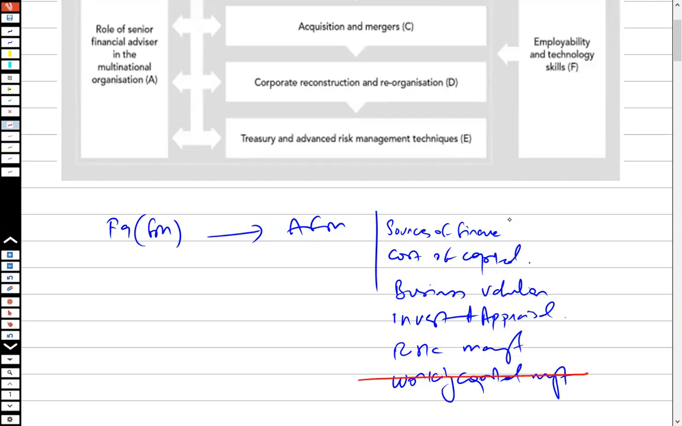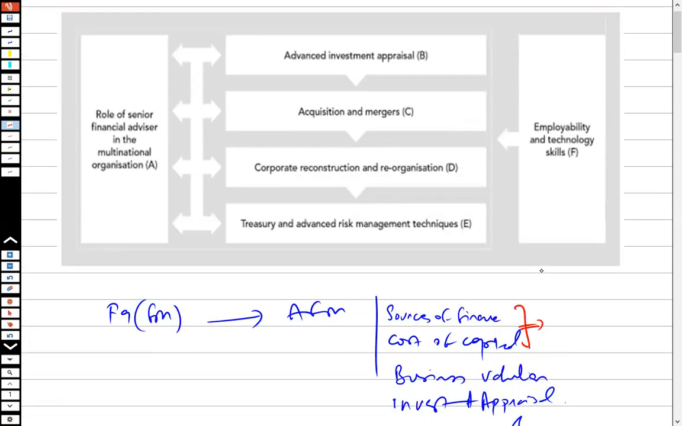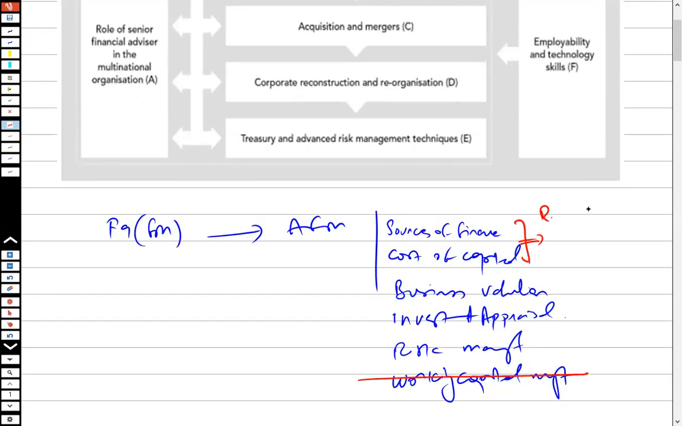You have sources of finance and the cost of capital. They are being covered. They are covering the area of restructuring and reorganization. Then you've got business valuation, which is covering the area of mergers and acquisitions.